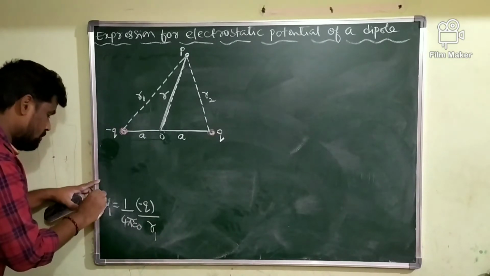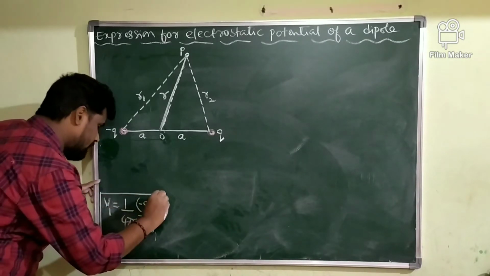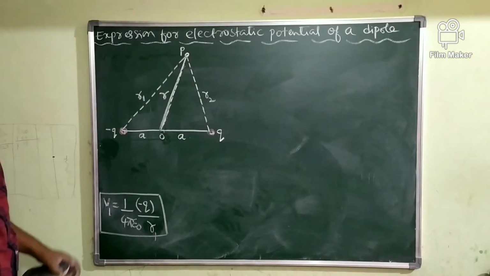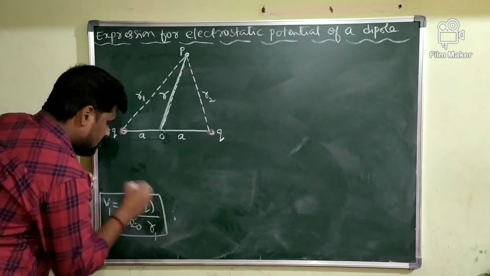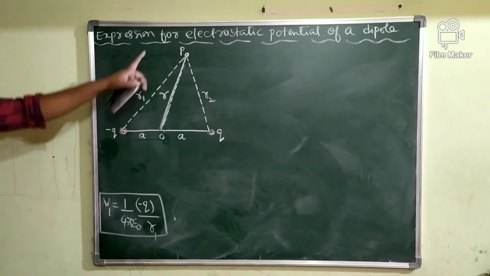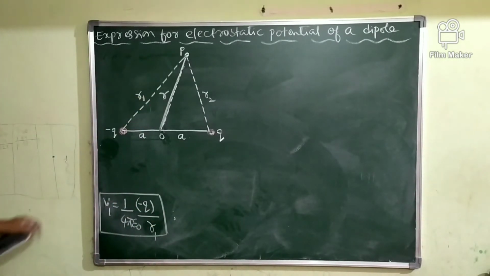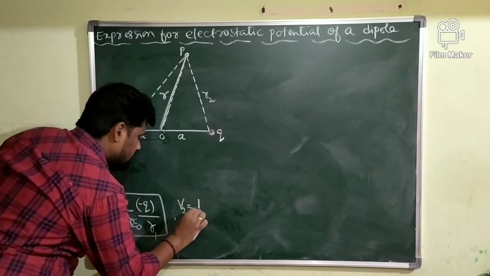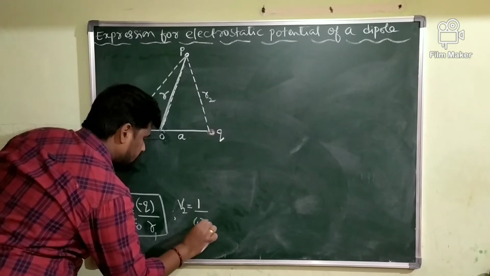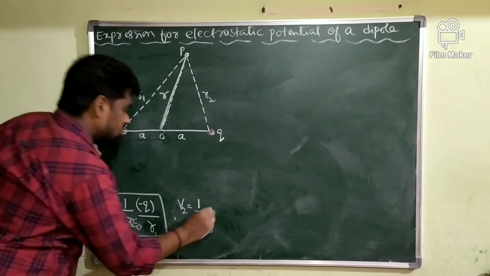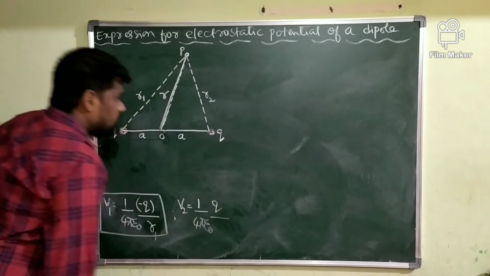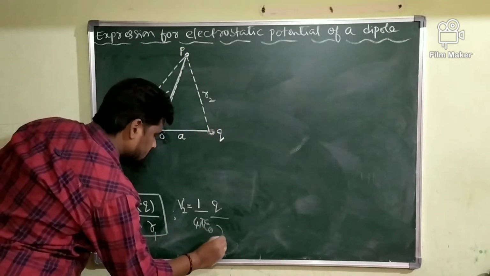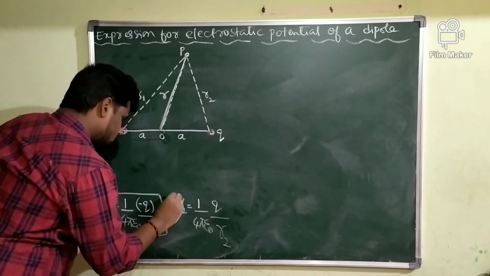What is this from? Potential at a point P due to which charge? Minus Q charge. Similarly, tell me what is the potential at a point P due to plus Q charge? That is given by V2. What is V2? 1 divided by 4 pi epsilon naught, charge is plus Q, divided by the distance of point P from the charge. How much is it? R2.